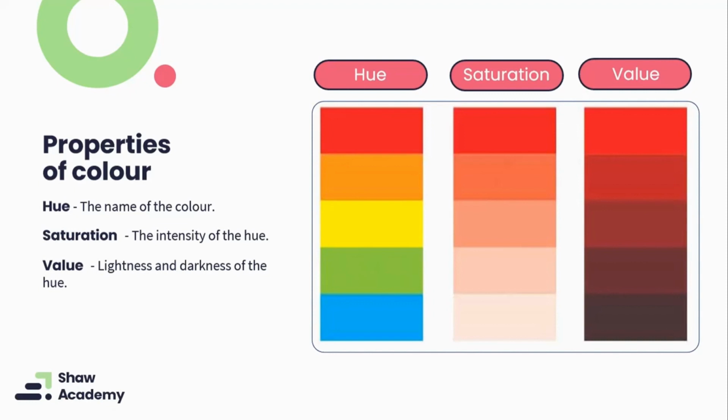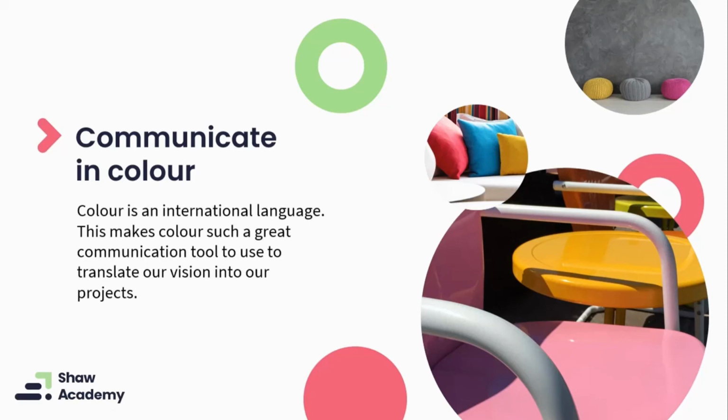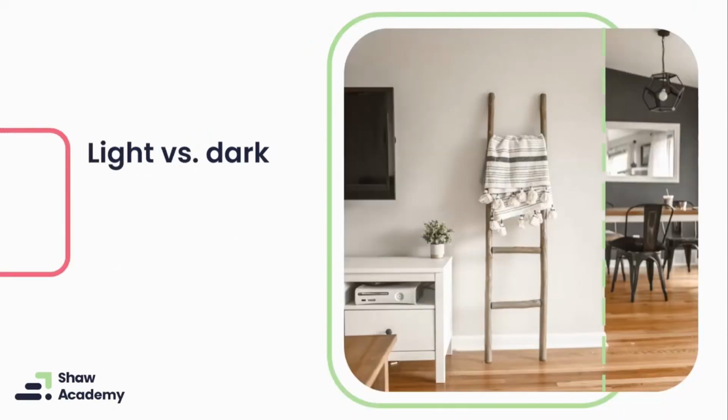A hue simply means the name of the color. Color is an international language that everyone understands across the globe. This makes color such a great communication tool to use to translate our vision into reality of our projects. To be able to use color with skill and in a way to better our designs, we need to understand the behavior of color and how they influence the mood and feel within each space and each application. As we know, colors have the power to change the character within a space.